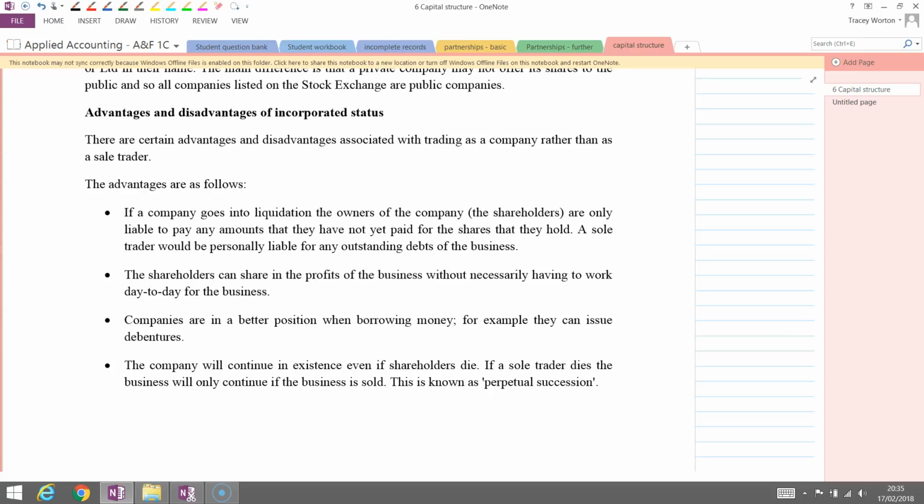The shareholders can share in the profits of the business without necessarily having to work day to day for the business. Companies generally are in a better position when borrowing money, so they can issue something which is called, for example, debentures, loan stock, bonds. A company will continue in existence even if shareholders die. If a sole trader dies, the business will only continue if the business is sold, and this is what's known as perpetual succession.